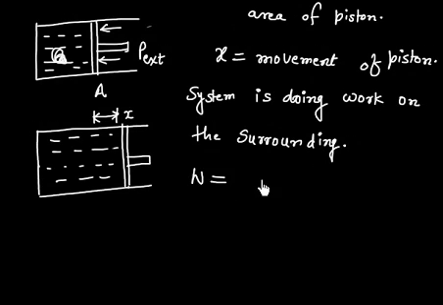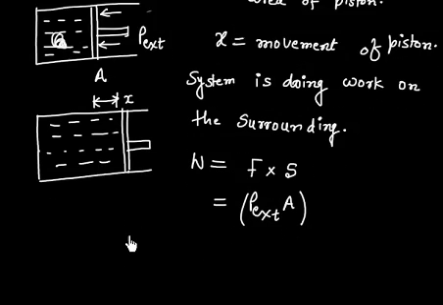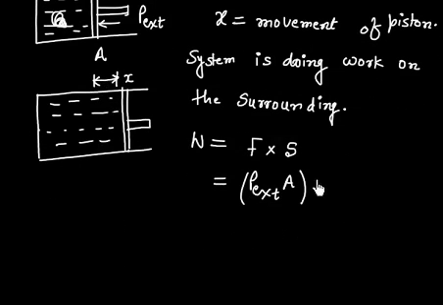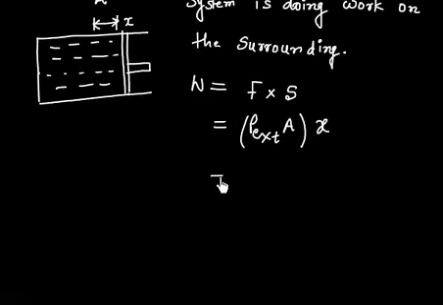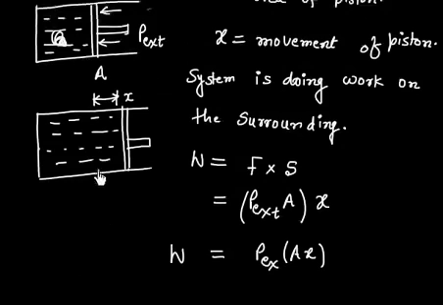In physics we know force into displacement, F into S, is work. What is the force that is applied? Pressure P external into area is force. What is the displacement of this piston? x is the displacement of this piston. So this is P external into A into x. This is the magnitude of work that the system has done on the surrounding. Are you getting or not?